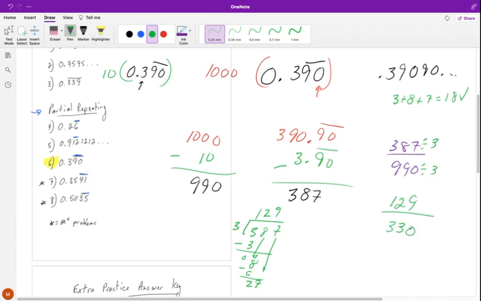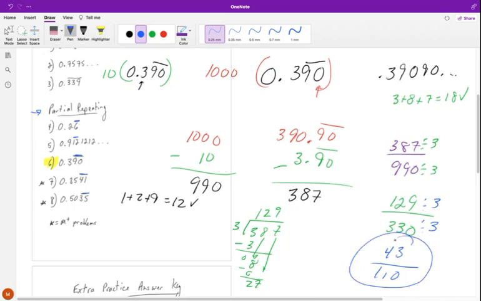And then from there, we look again and say, okay, well, 1 plus 2 plus 9. Well, that's going to give me 3 plus 9 is 12. So 12 is divisible by 3, so the whole thing is. So I know then that 3 goes into 12 4 times, and 3 goes into 9 3 times. It goes into 330 110 times, and that is your final answer.